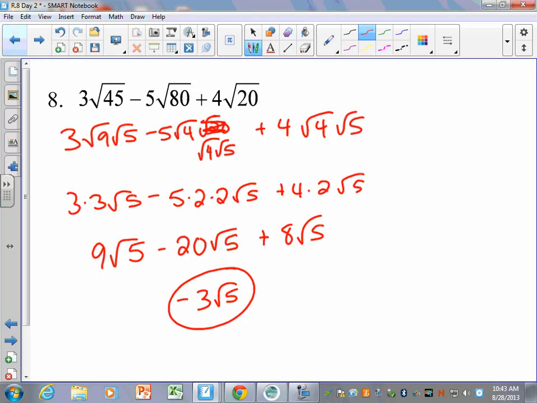Oh, right. It's 3 times 45. If that was cube root of 45, if the 3 was up there, then you're right. That would be something totally different.